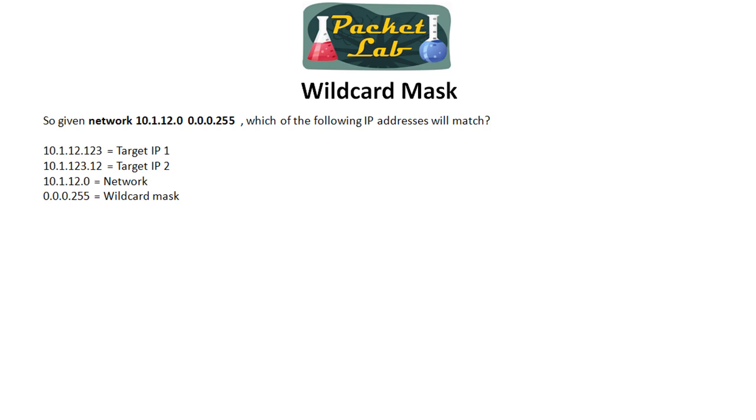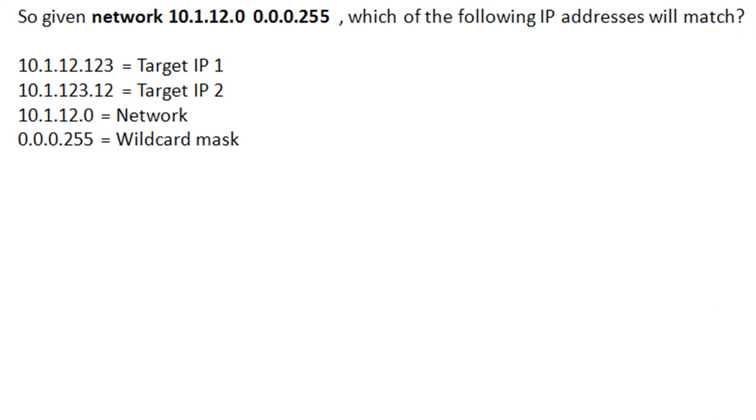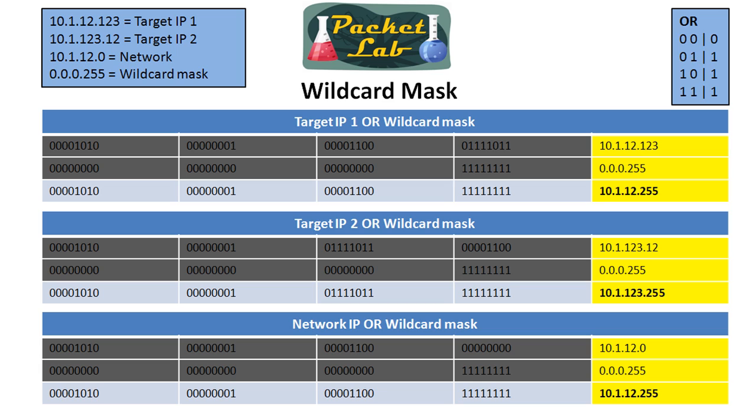So let's use this statement of network 10.1.12.0 0.0.0.255 and figure out which of the following IP addresses will match. And when I say following IP address, I'm talking about 10.1.12.123 or 10.1.123.1. Yuck. Binary math, huh? Didn't want to go down this path.